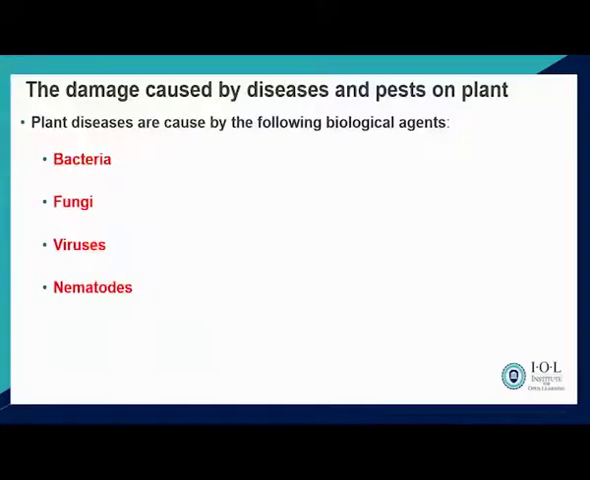So moving on to the next unit, which has to do with the damage caused by diseases and pests on plants. Most plant diseases are caused by the following biological agents. We have plant diseases that are caused by bacteria, we have those that are caused by fungi, viruses, as well as nematodes. So these are the main causative biological agents that lead to the occurrence of plant diseases. In your study guide, these are described more in detail.